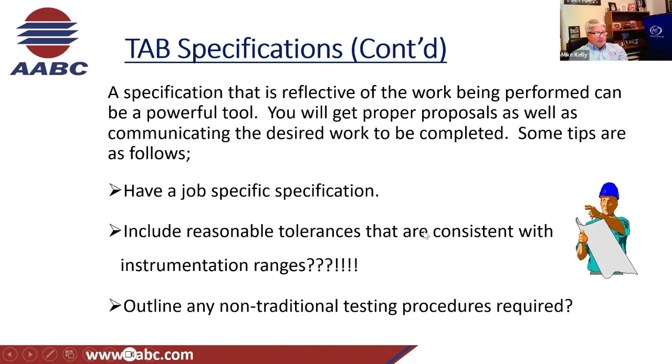Include reasonable tolerances that are consistent with the instrumentation ranges. We have this in there because all too often we have some unreasonable tolerances that are expected when your instrumentation can't withstand that, plus or minus 3%. Some instrumentation is plus or minus 3% full range. Well, when we're dealing in low tolerances in containment rooms or holding rooms or even operating rooms, isolation rooms, especially in COVID here, reasonable tolerances need to be considered.